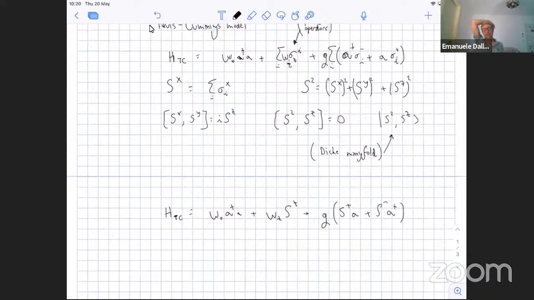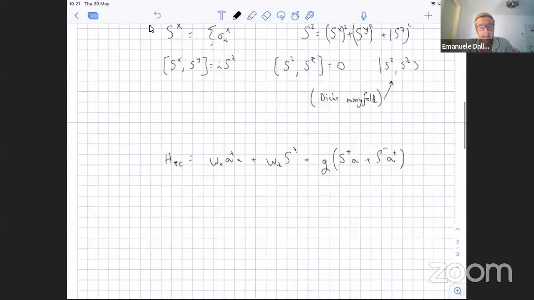If you remember our first lecture about lasing, this is really the Jaynes-Cummings model. It's exactly the Jaynes-Cummings model, just that instead of a two-level system, you have a large spin. And if you want, you can solve the equations of motion. You can follow exactly the same procedure that we used in the first lecture.